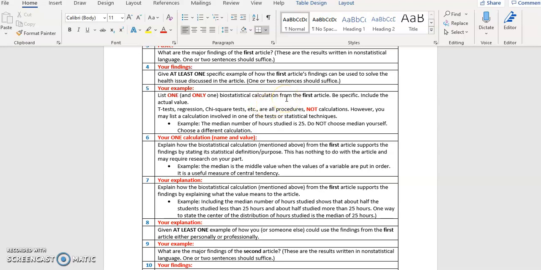You don't have to calculate anything. Pick one of the ones that the article gives you. The article gives you many, many different calculations. Pick one, and you're going to include the actual value.